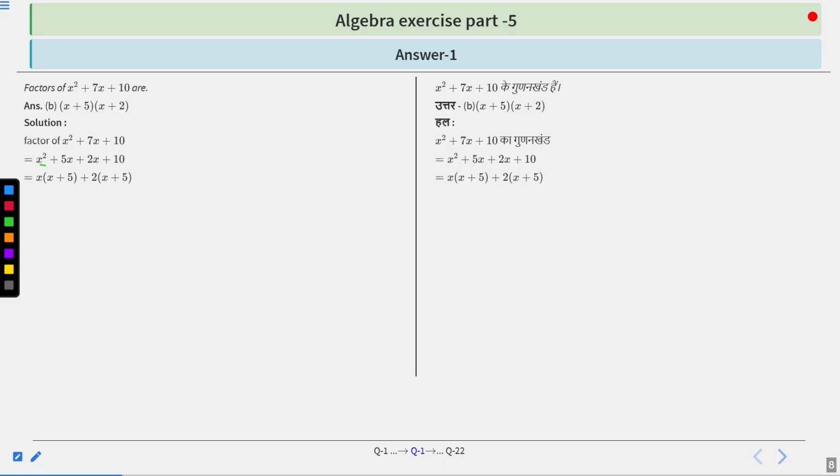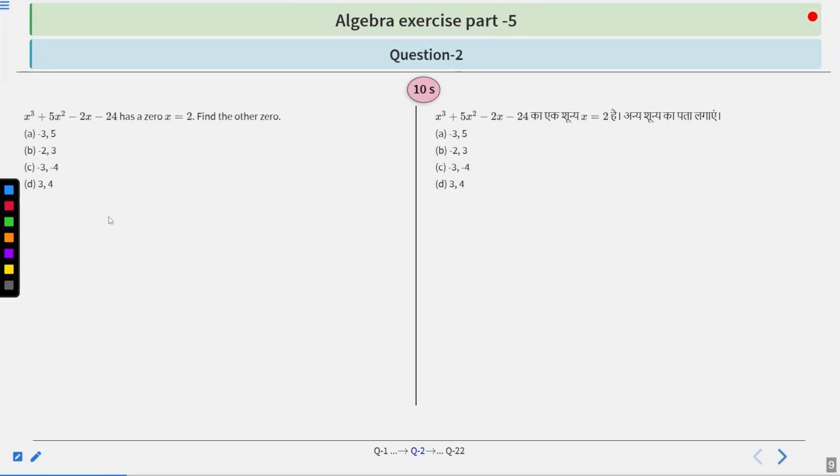x plus 5 is present in both the first half and the latter half also. So x plus 5 into x plus 2 are the factors of x square plus 7x plus 10. Therefore, option number B, x plus 5 into x plus 2, is the correct answer.